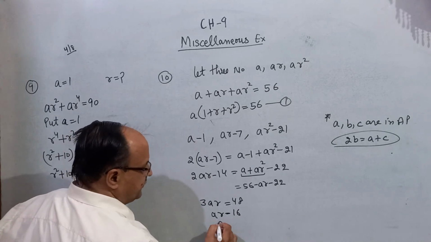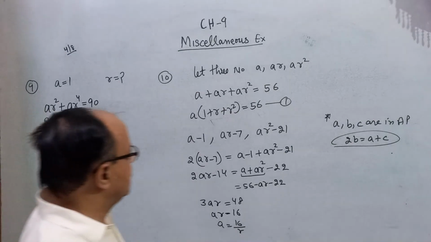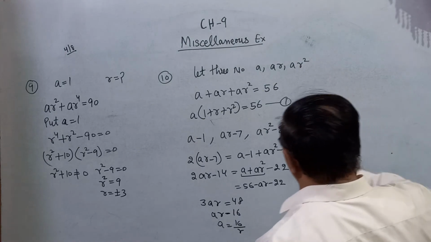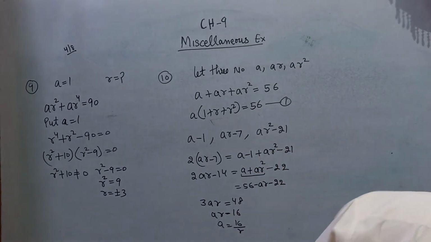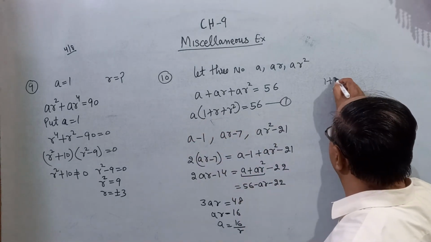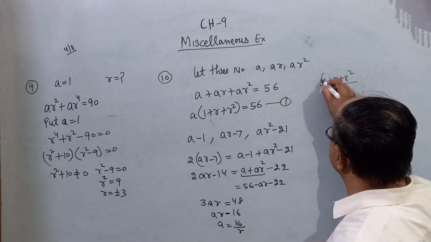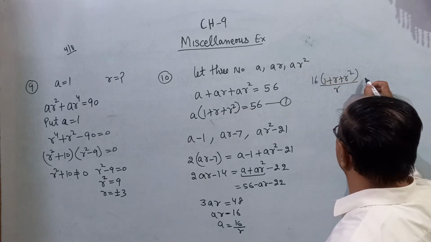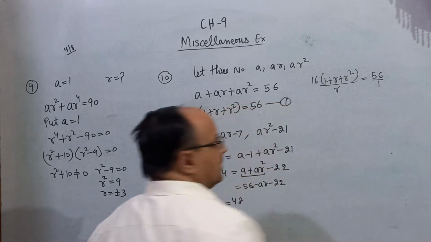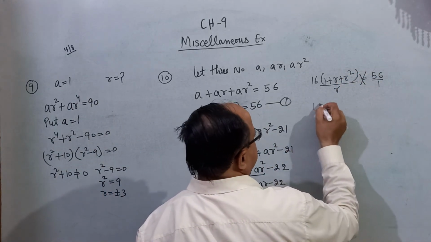And what is the value of A from here? That is 16 by r. Put the value of A in equation number first. Put this value here: 1 plus r square upon r, times 16, is equal to 56. Correct? Now cross multiplying, you can solve further.